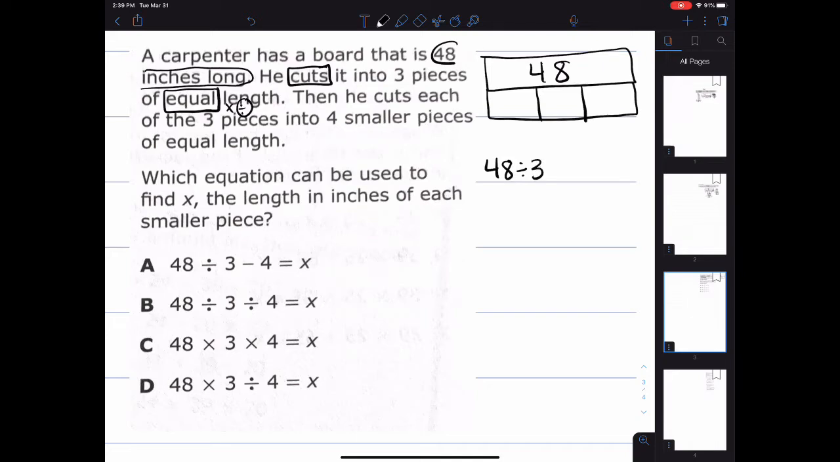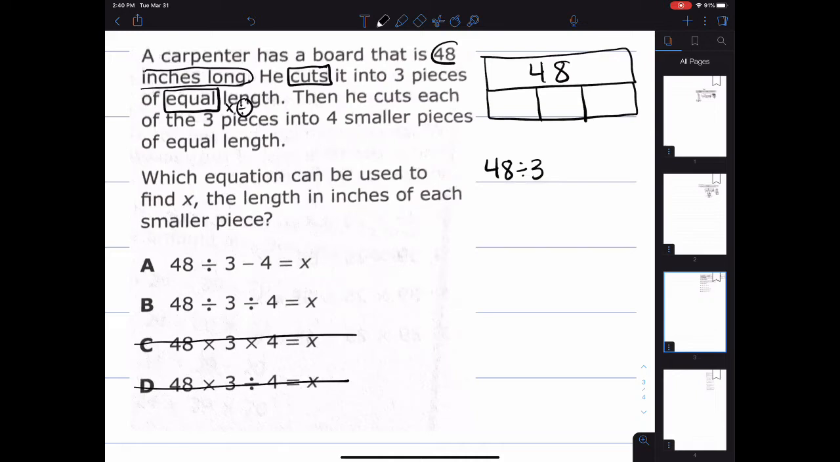So I'm going to go ahead and look at my answer choices and think about which one I can eliminate. I can eliminate C and I can eliminate D because in C they're only multiplying, and on D, they're dividing, but they're not dividing 48 by 3. So I know I can eliminate those 2 answer choices. Now I'm left with A and B. So let's keep reading the problem and see what's next.